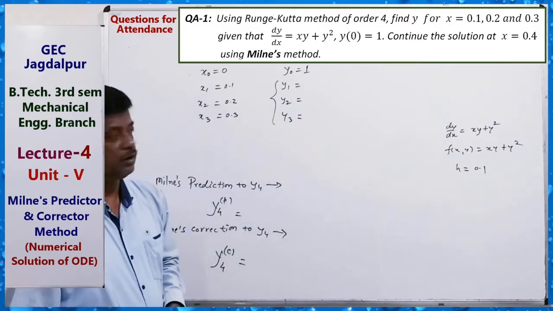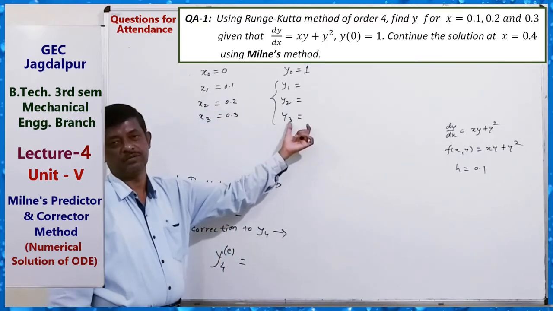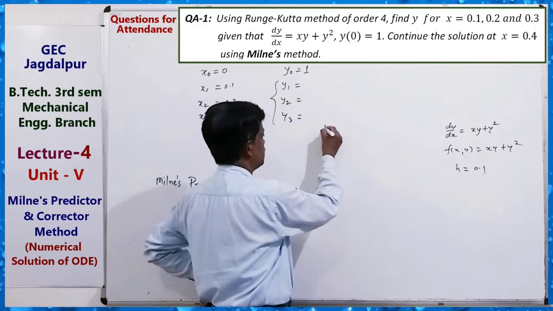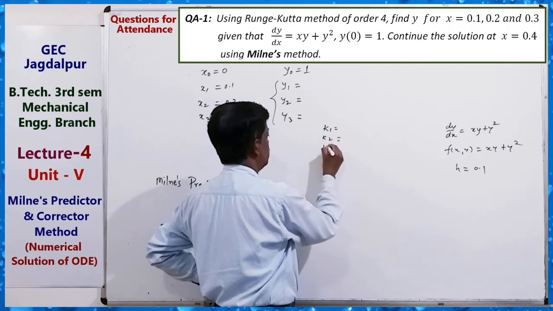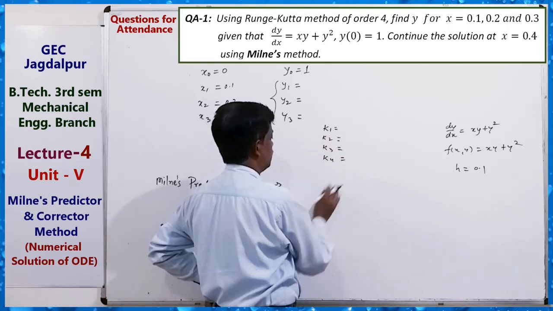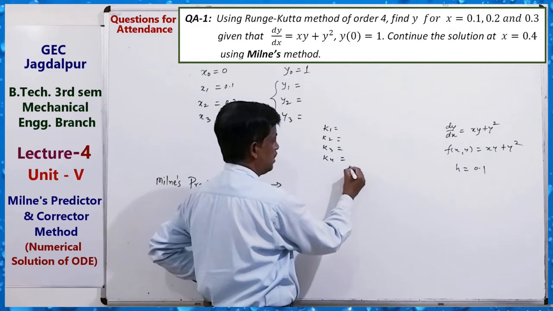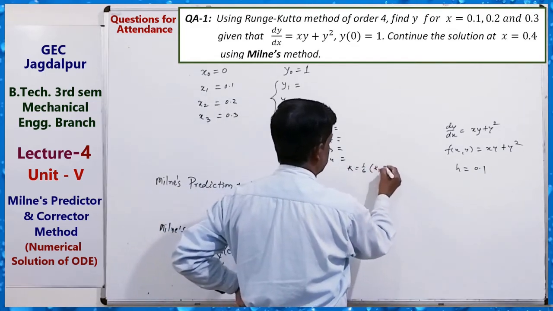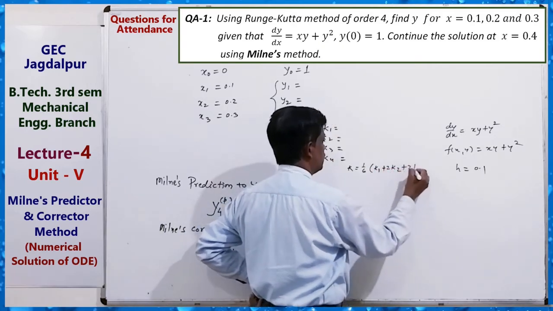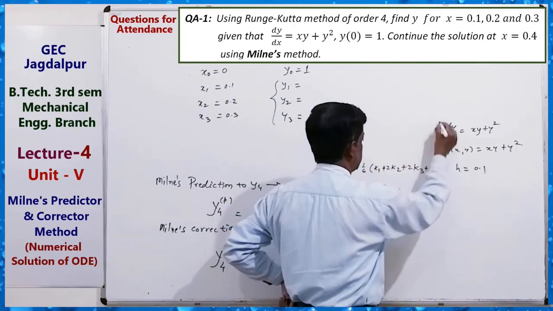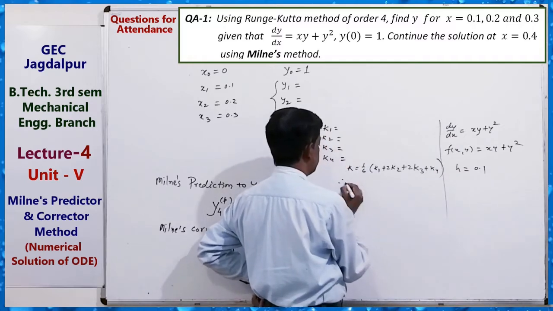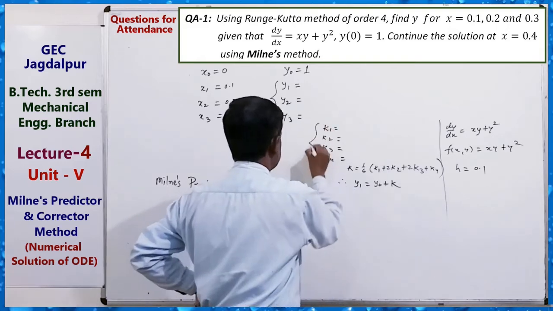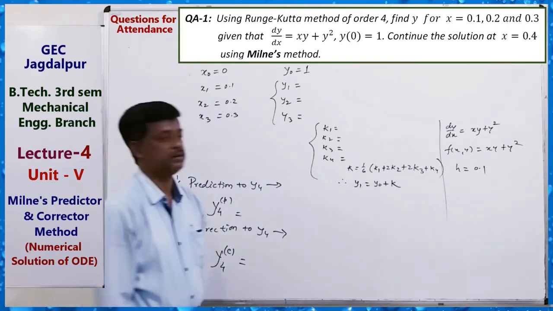By using the Runge-Kutta method, we can find the value of these three. In the Runge-Kutta method, just find k1, then k2, k3, and k4, and then k equals 1/6 of (k1 plus 2k2 plus 2k3 plus k4). This is the value k, therefore y1 equals y0 plus k in each stage.